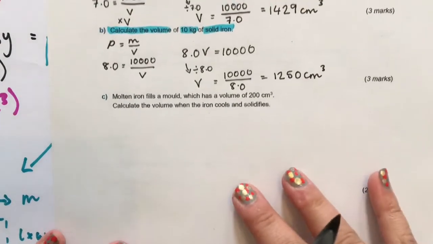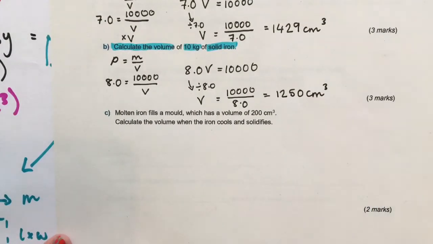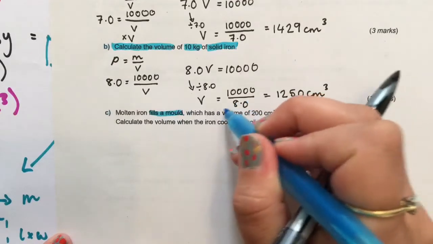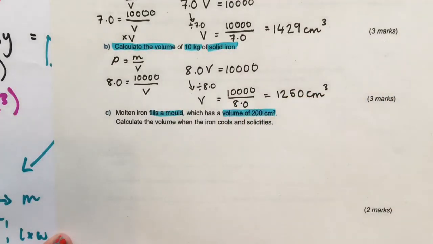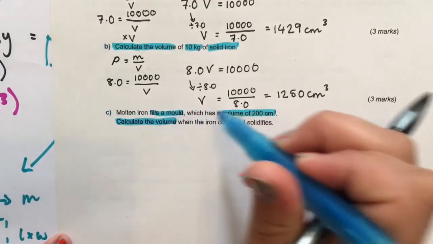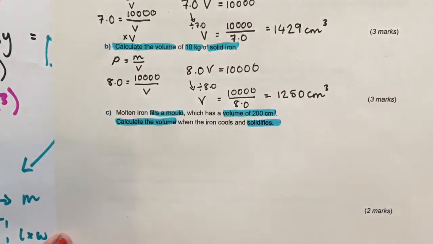Okay, so the next question takes it a little bit further. Molten iron fills a mould which has a volume of 200 centimetres cubed. Calculate the volume when the iron cools and solidifies.